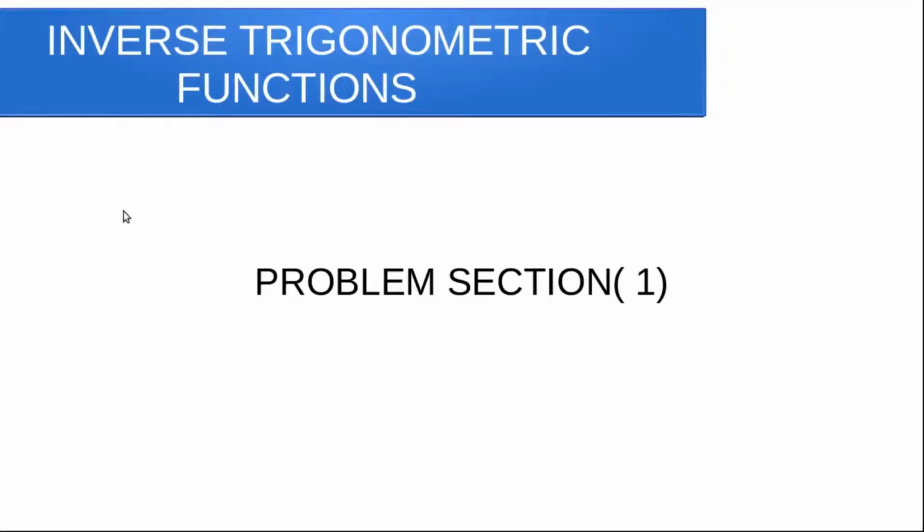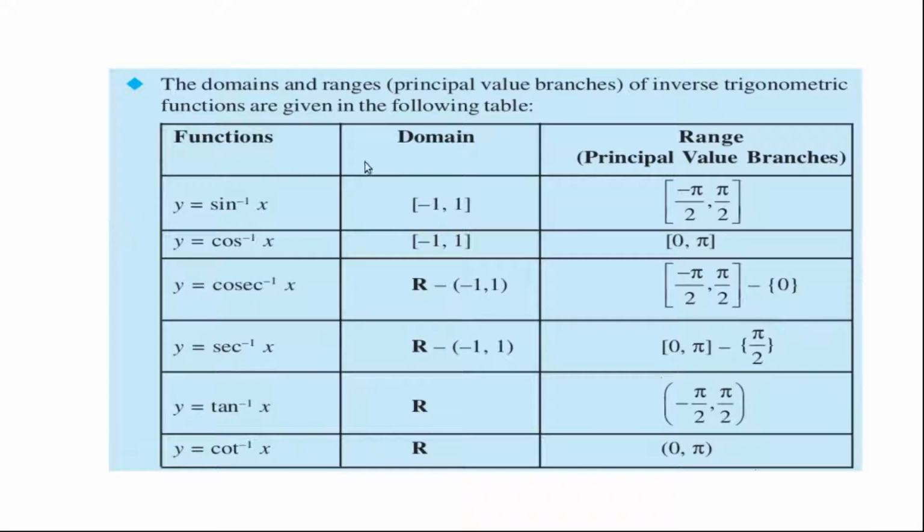We are already familiar with the basic concept of inverse trigonometric functions and their properties. Today we are doing some problems in this chapter, mainly the problem of finding the principal value of inverse trigonometric functions. Before going to the problems, we should have a clear idea about the range or principal branch of inverse trigonometric functions.